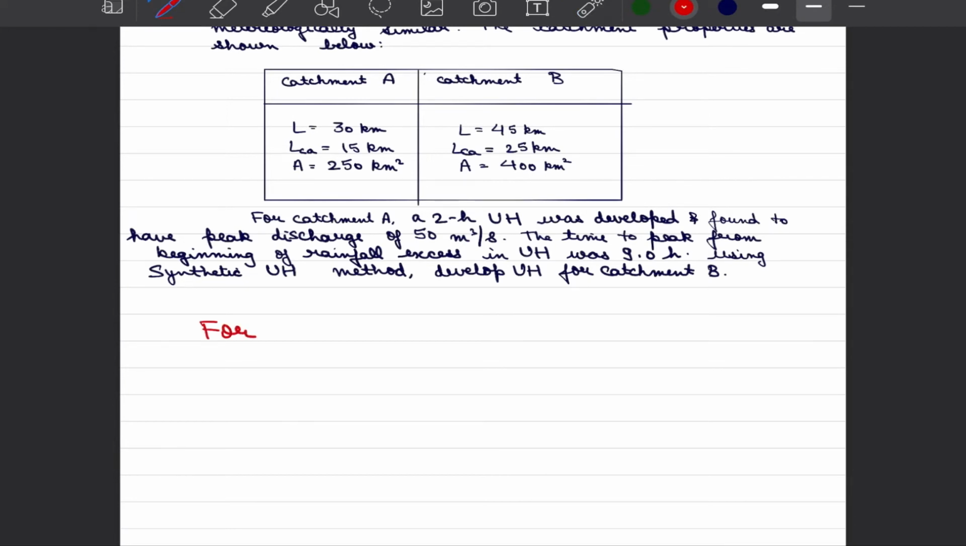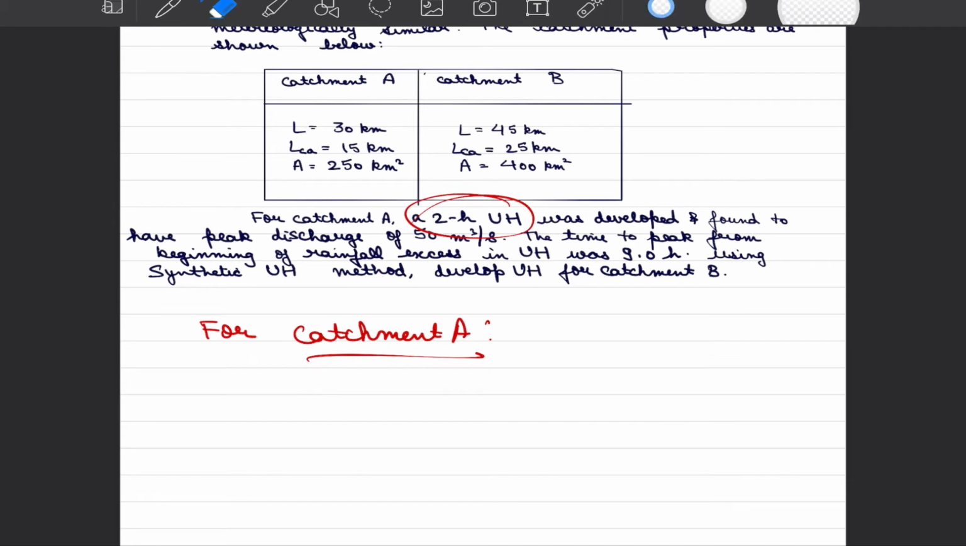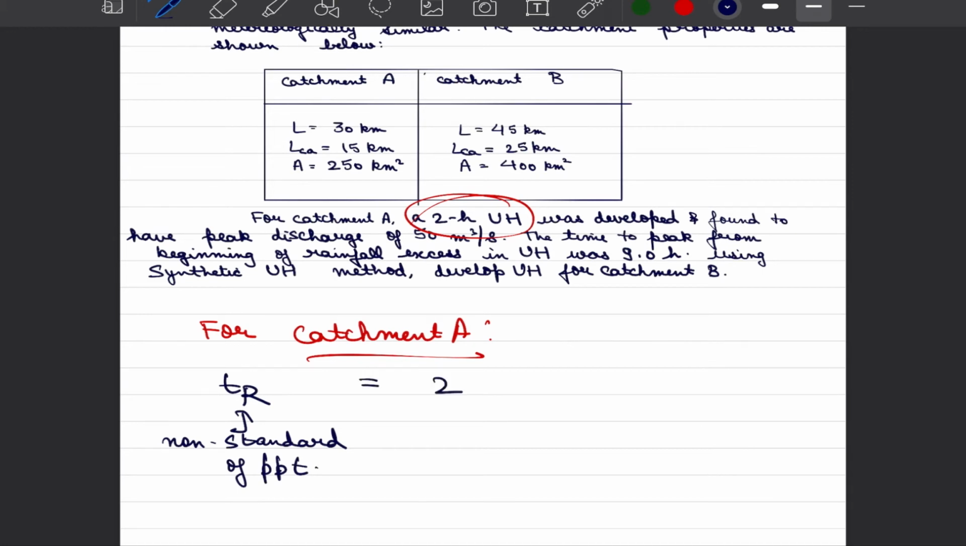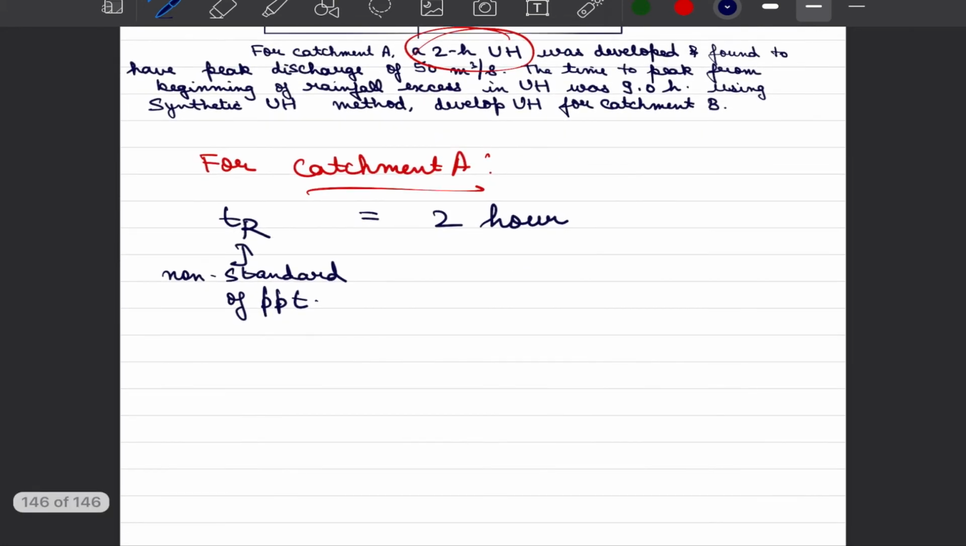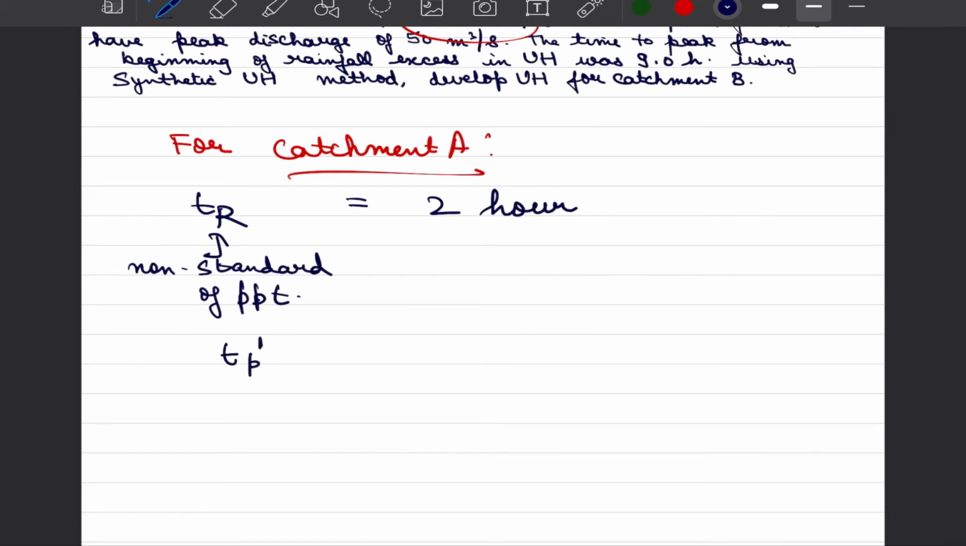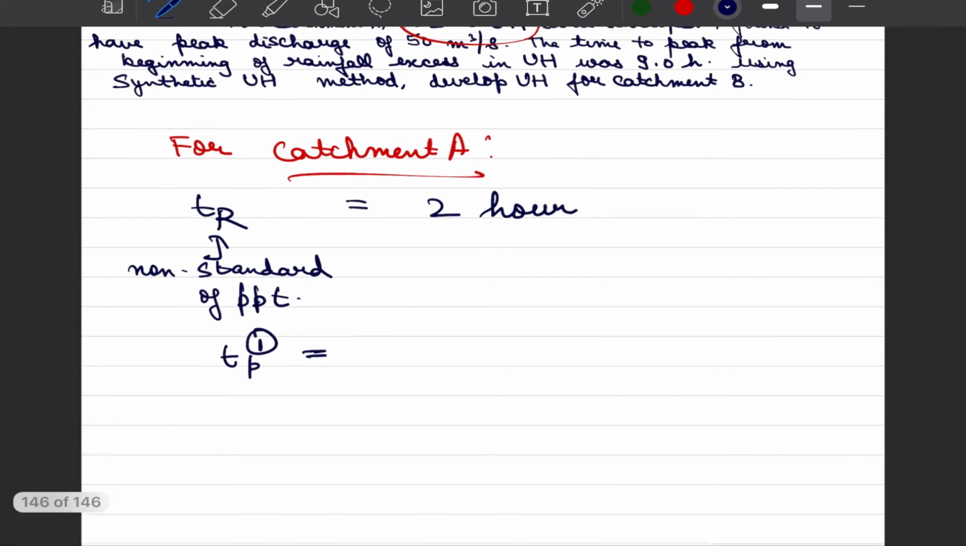First of all, we will focus on what is given. If you note, it is already given to us that a 2-hour unit hydrograph was derived. So we are given TR, not TP dash, capital TR specifically, where R happens to be the non-standard duration of precipitation, because it does not account for the watershed characteristics. So we say that it is given as 2 hours. Also, first of all, we will try to calculate the TP dash.